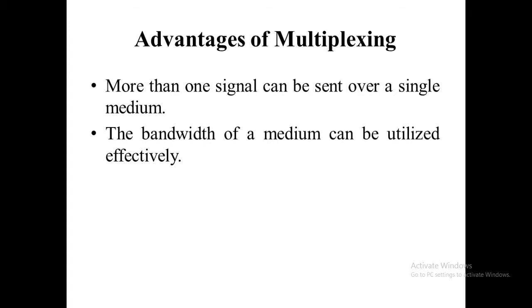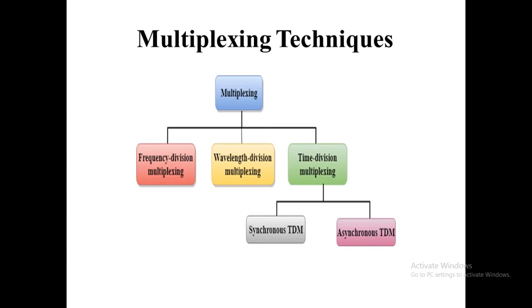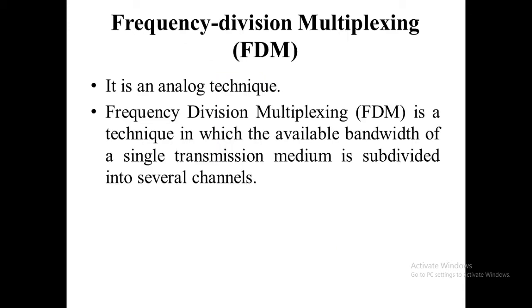So what are the techniques of multiplexing? It is frequency division multiplexing, wavelength division multiplexing, and time division multiplexing. Time division multiplexing is again subdivided into two parts: synchronous and asynchronous time division multiplexing. So what is frequency division multiplexing? It is a technique in which the available bandwidth of a single transmission medium is subdivided into several channels, meaning several frequency channels. It is an analog technique.